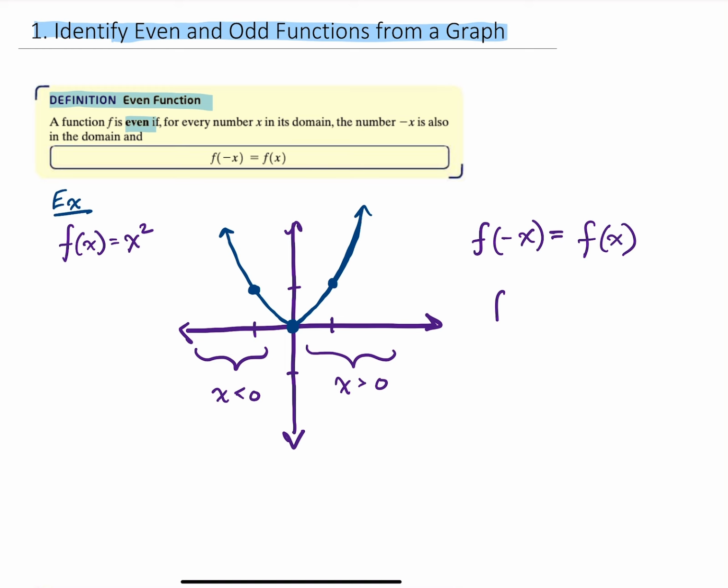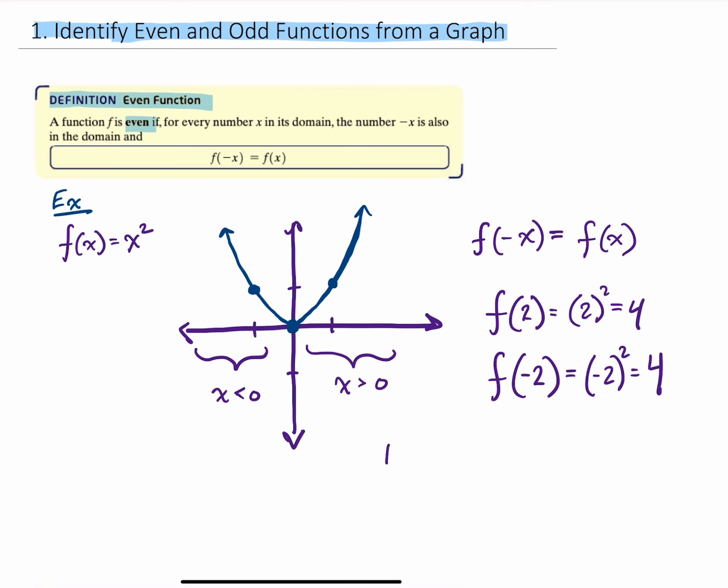And just to show again, let's imagine we have 2. So this would be 2 squared, which is positive 4. Or if we plug in negative 2, we would have negative 2 squared, also positive 4. So f of negative x equals f of x. So I'll just add that even functions are symmetric across the y-axis.